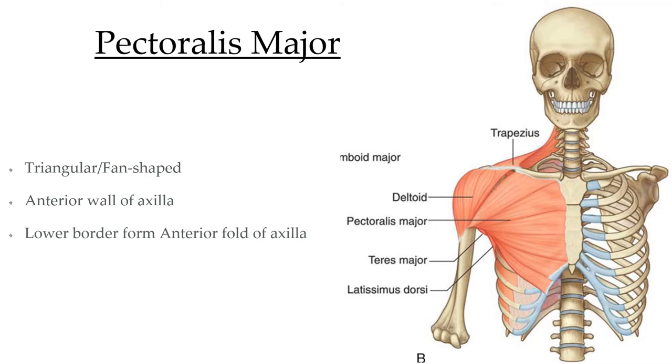Pectoralis major is a thick triangular muscle, as you can see in the illustration. It is the most superficial muscle present in the pectoral region. This muscle has a wide site of origin, and towards its insertion at the upper end of the humerus, the muscle narrows down, and hence the profile is triangular. Pectoralis major forms the anterior wall of the axilla, and the lower border of pectoralis major forms the anterior fold of the axilla.